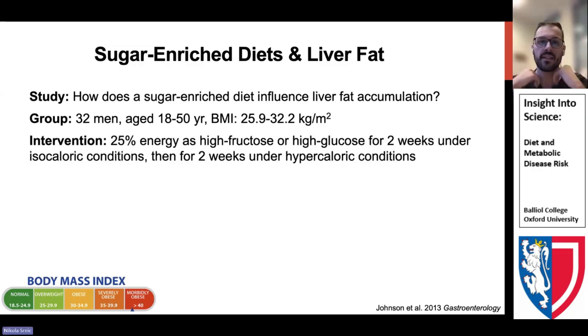What they did is they gave people a quarter of their total calories as either high fructose or high glucose, so two different sugars, for 2 weeks under isocaloric conditions, so under weight neutral conditions. And then 2 weeks after that, they gave the same amount of energy as high fructose or high glucose, but gave them extra calories so that it was hypercaloric and they were gaining weight. They wanted to see, was there a difference in liver fat and body weight between these two sugars?